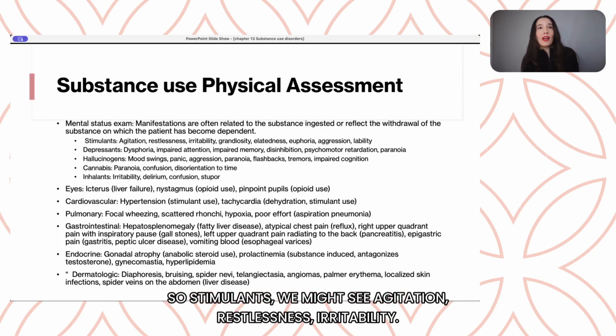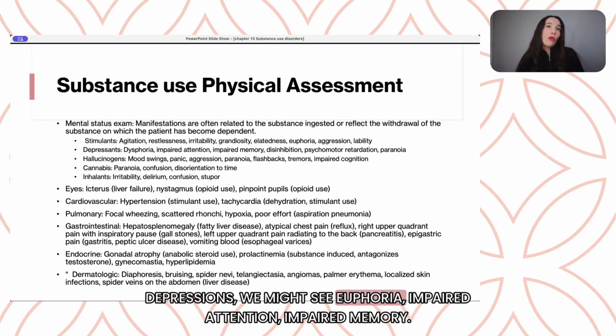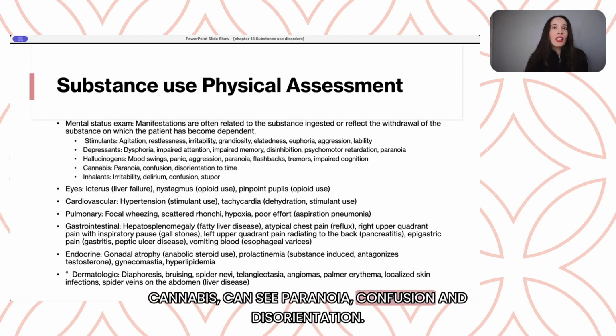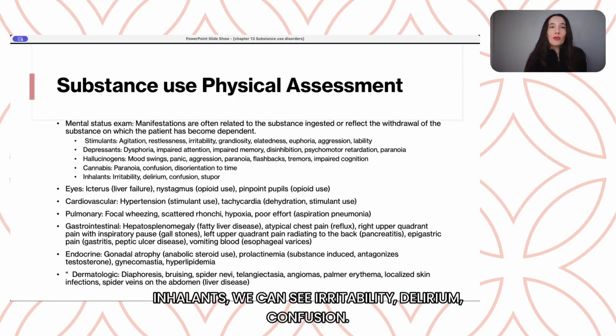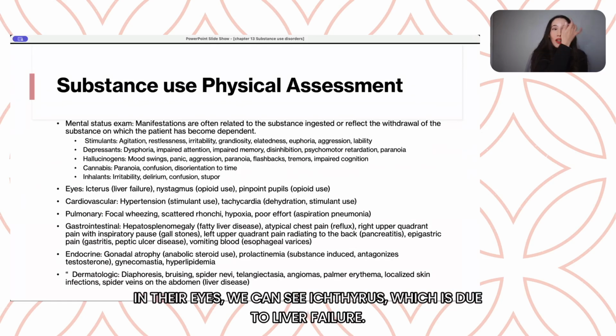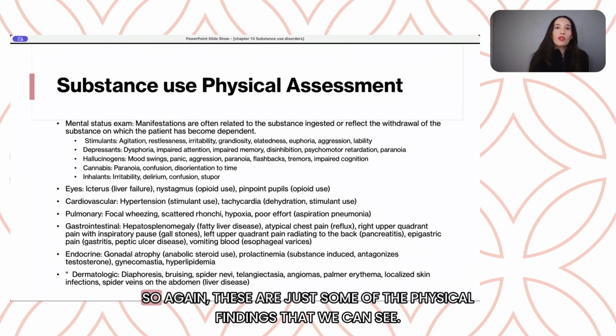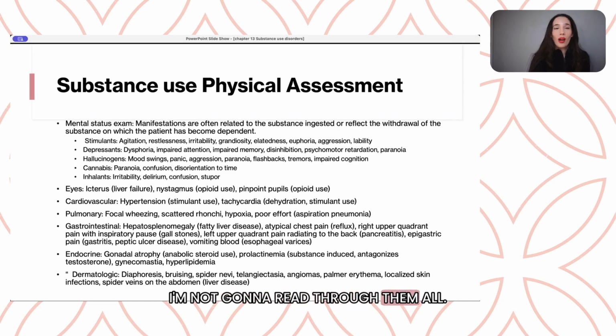So with stimulants, we might see agitation, restlessness, irritability. With depressants, we might see euphoria, impaired attention, impaired memory. With hallucinogens, we can see mood swings, aggression, paranoia. With cannabis, we can see paranoia, confusion, and disorientation. With inhalants, we can see irritability, delirium, confusion. In their eyes, we can see icterus, which is due to liver failure. Nystagmus is seen in opioid use disorder, and the same with pinpoint pupils. So again, these are just some of the physical findings that we can see. I'm not going to read through them all.